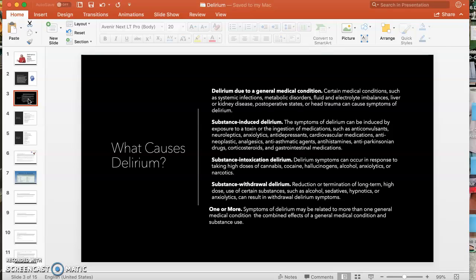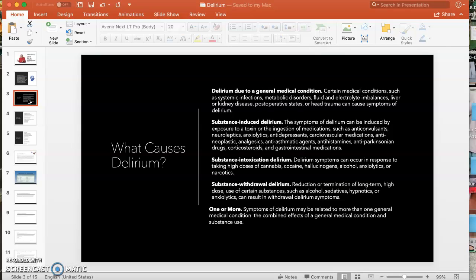We also have a substance withdrawal delirium. This type of delirium occurs due to reduction or termination of long-term, high-dose use of certain substances, such as alcohol, sedatives, hypnotics, and anxiolytics, and this can result in withdrawal delirium symptoms.